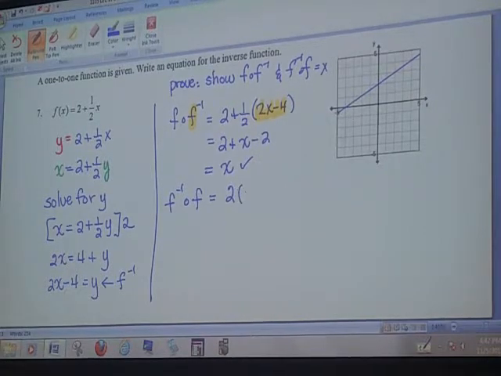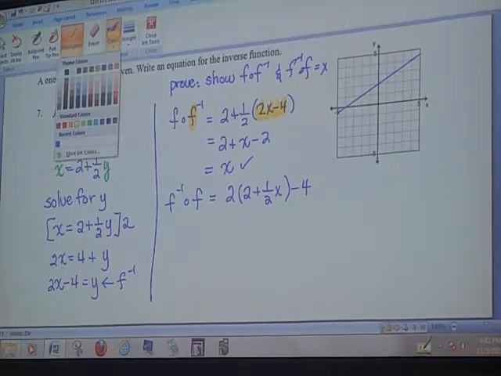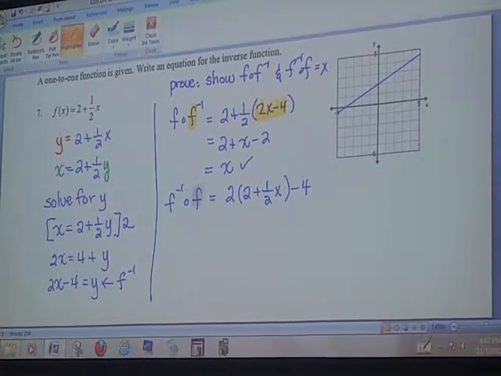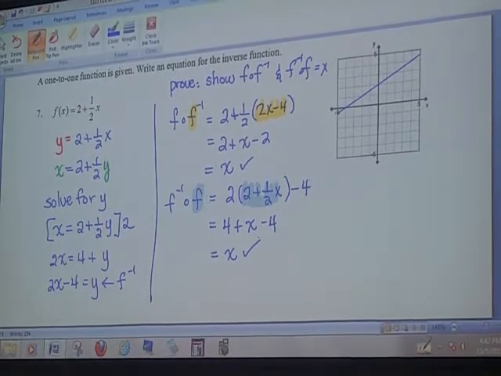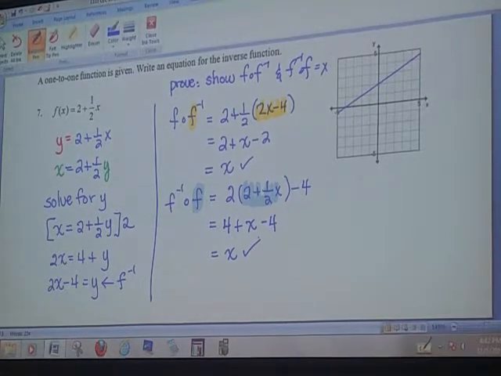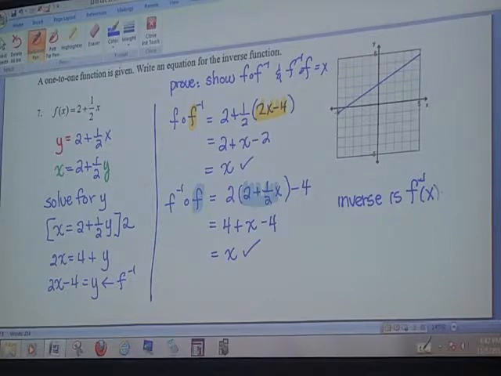So into F inverse, I put F. So now F is going in there. And I do the same thing. This is 4 plus x minus 4, which is x. It works. Okay? So I can say the inverse is F inverse of x equals 2x minus 4.